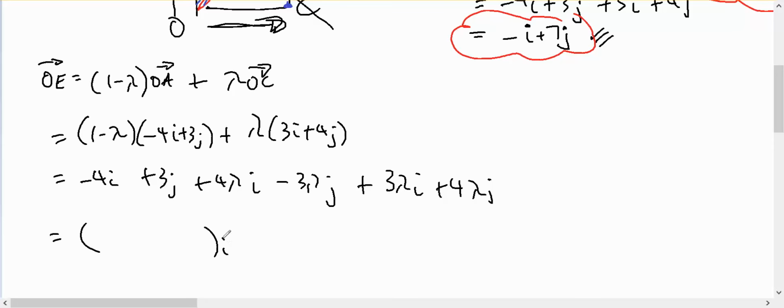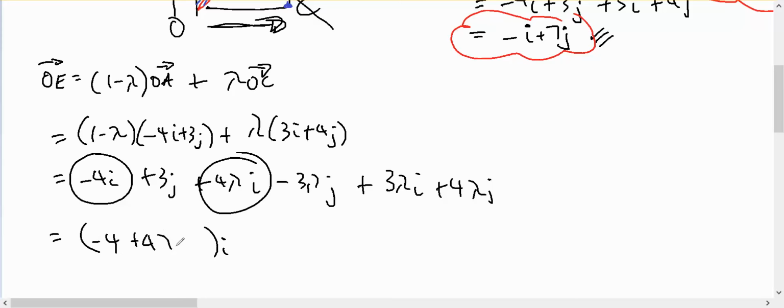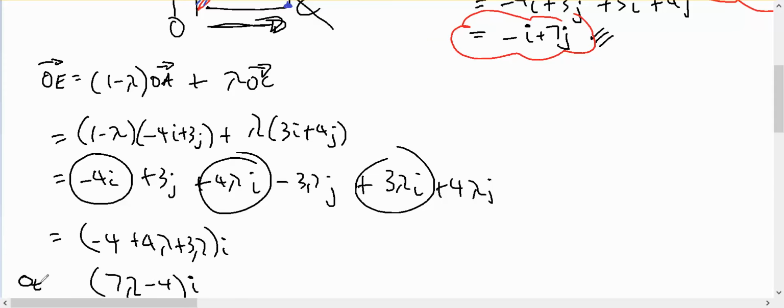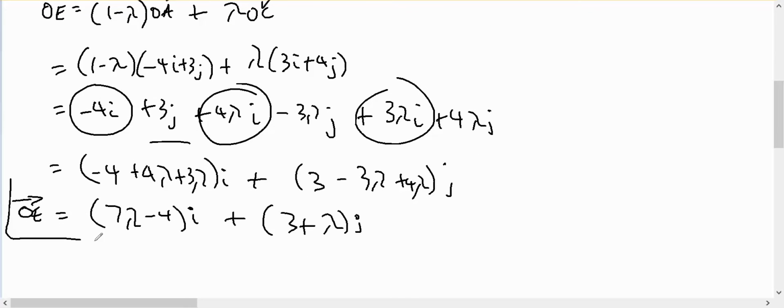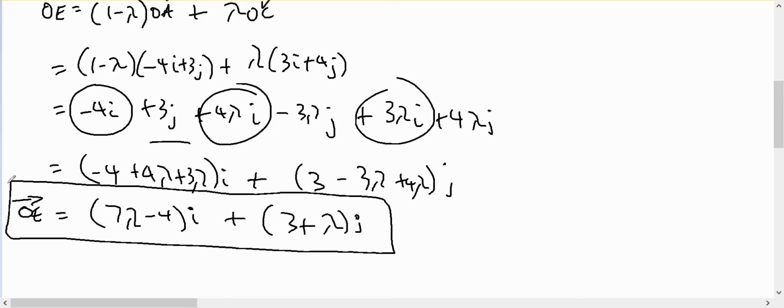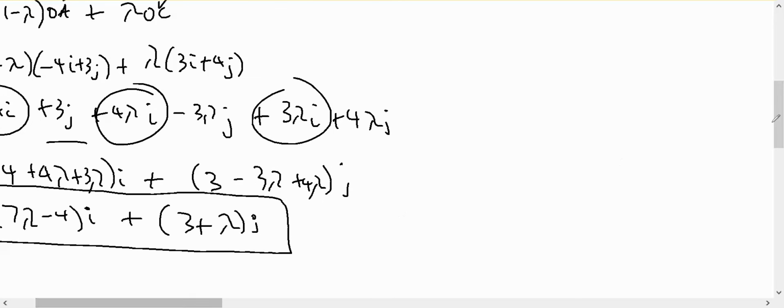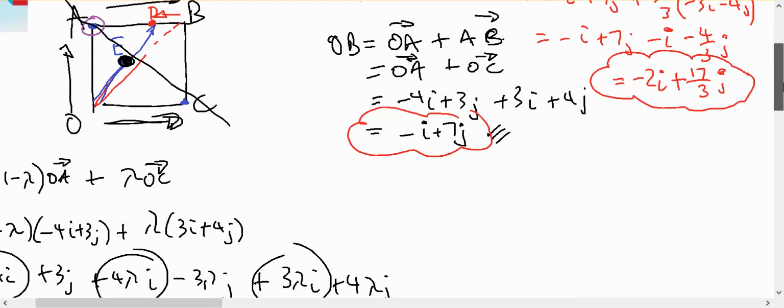And putting all the i's together, minus 4 plus 4 lambda plus 3 lambda gives you 7 lambda minus 4 in the i. And putting all the j's together, 3 minus 3 lambda plus 4 lambda gives you 3 plus lambda in the j. So that's one expression of OE in terms of lambda. I'd like to find OE in another way.